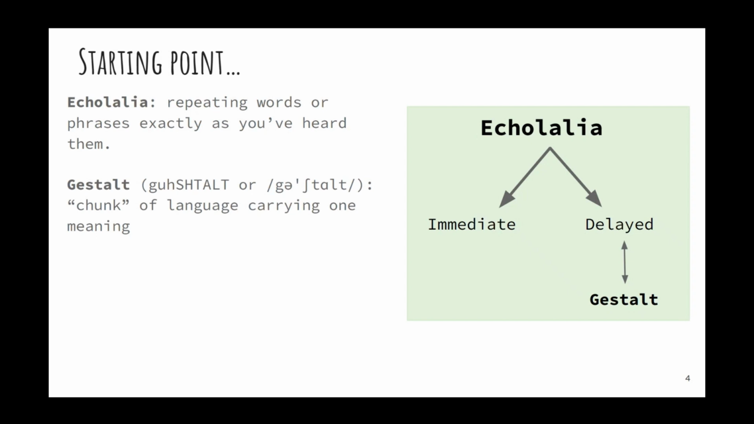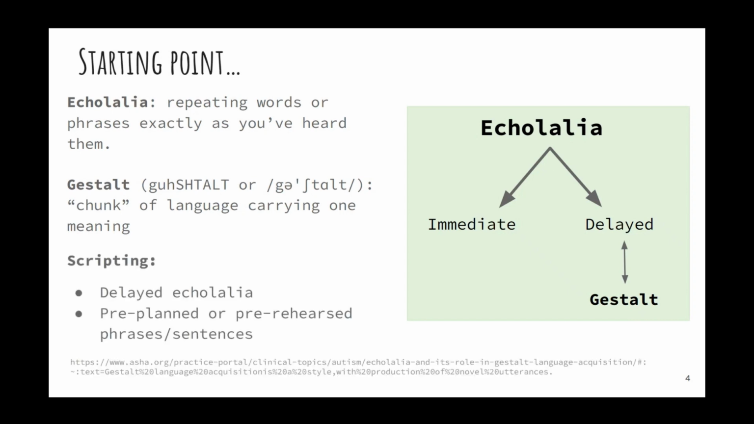So a gestalt is essentially a chunk of language which carries one individual meaning to the person using it. So it might be 2 words, 3 words, or much more than that. It might even be several sentences. It might be helpful to think about the definition of Gestalt in psychology, which is that a Gestalt processor is somebody who processes information as a whole rather than the sum of each part. So the information as a whole actually tells you more than looking at each part individually.